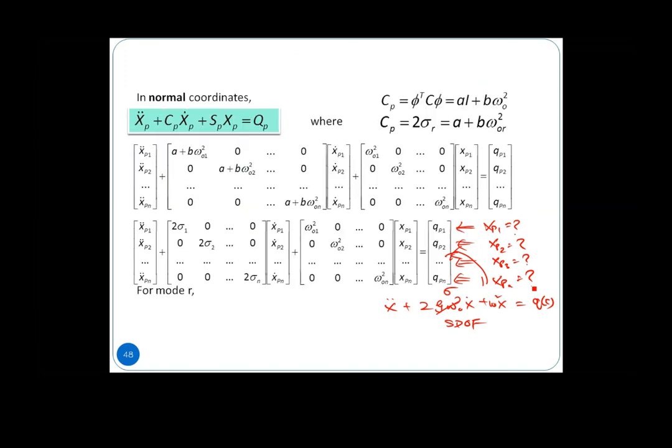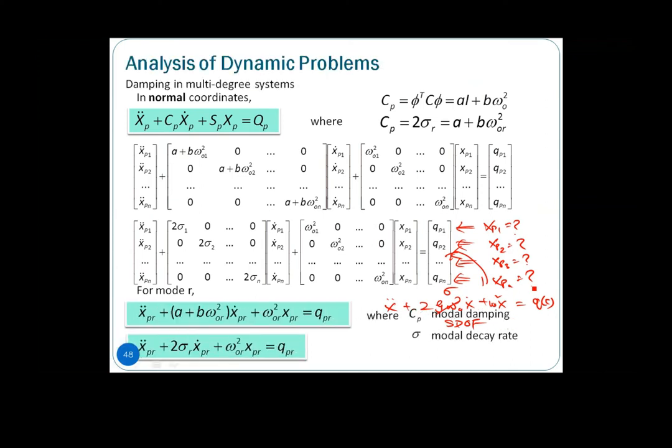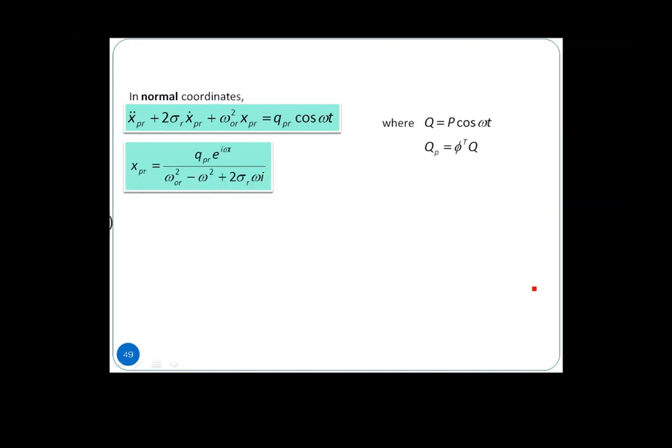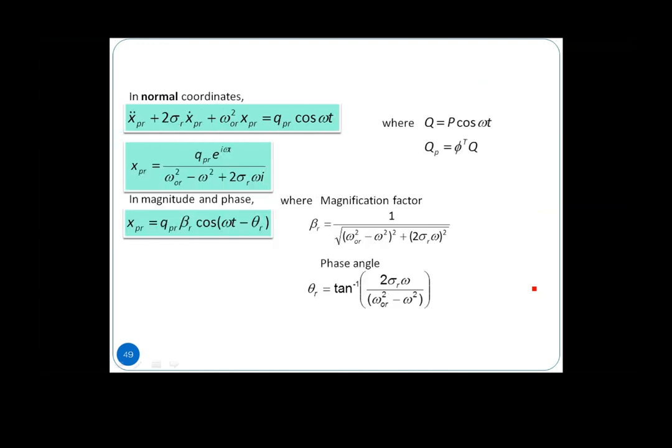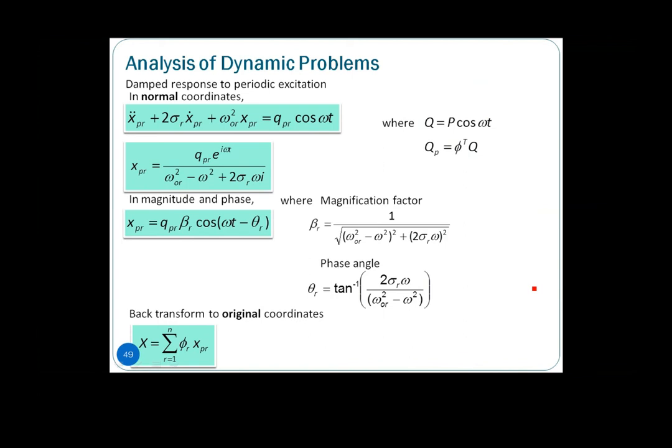When you solve this x_p, you are in a separate coordinate. You are in the modal domain. So from this x_p, we have to convert back to x. Using the relationship of the mode shapes as well as your x_p itself, then you can determine back the x.